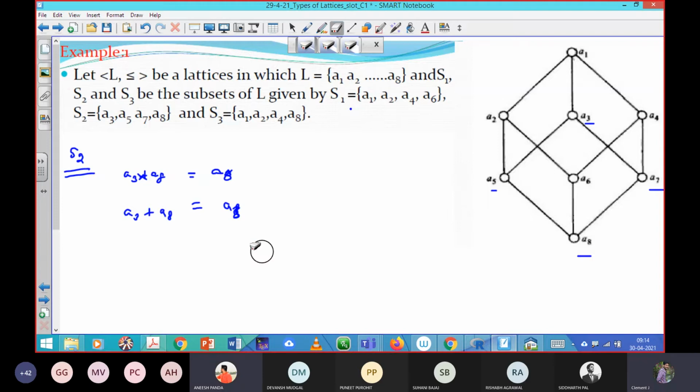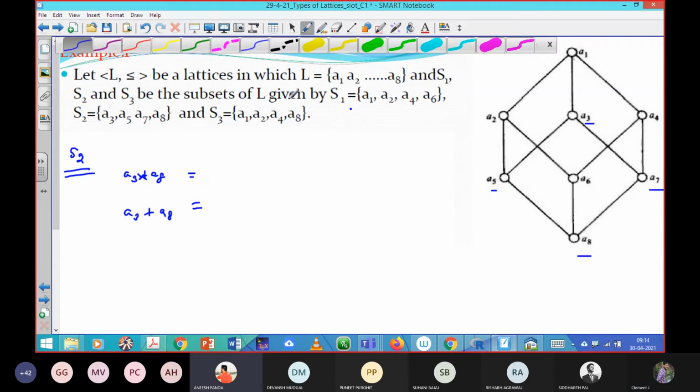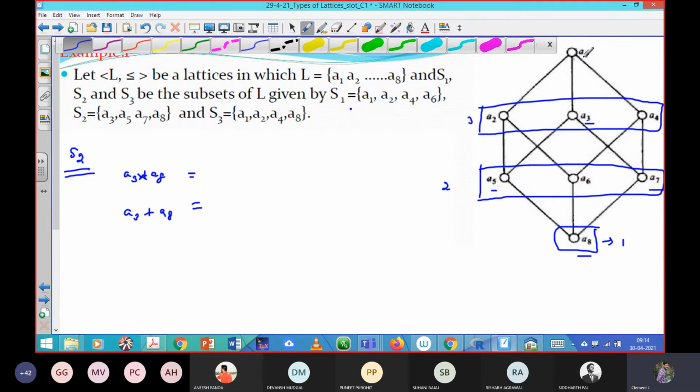Sir, if you consider it to be a cuboidal shape, then A3, A5, A7, A8 can be at the lowest level, right? No, no. See here, this will be at level 1, these three elements at level 2, this is level 3, and this is level 4. Now, have you understood? Yes. Is it clear? Okay, fine.